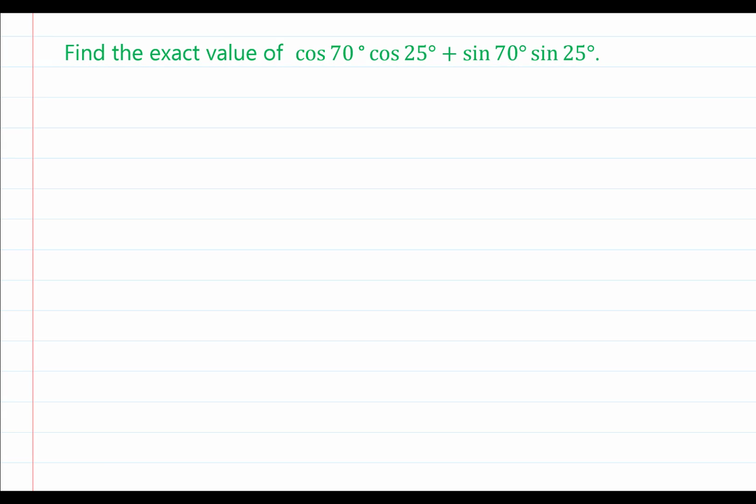I can also use the formulas to reverse the process. So given cosine of 70 degrees times cosine of 25 degrees plus sine of 70 degrees times sine of 25 degrees, I can ask: does this match the pattern for a difference formula or sum formula for cosine? And the answer is yes. It actually matches the difference formula for cosine. So this is equal to the cosine of 70 degrees minus 25 degrees. So it matches that pattern.